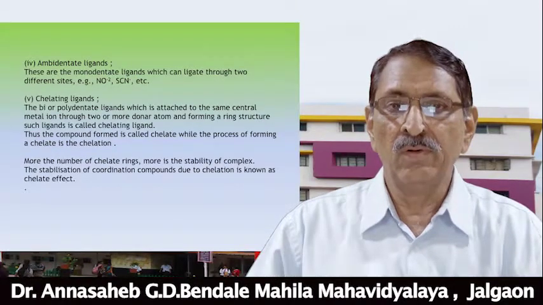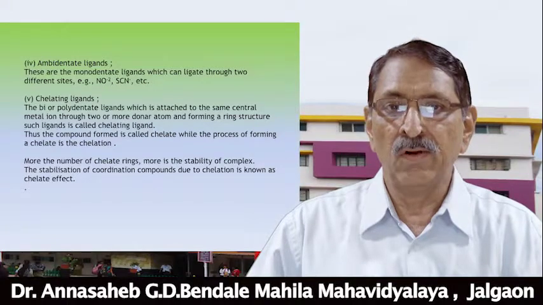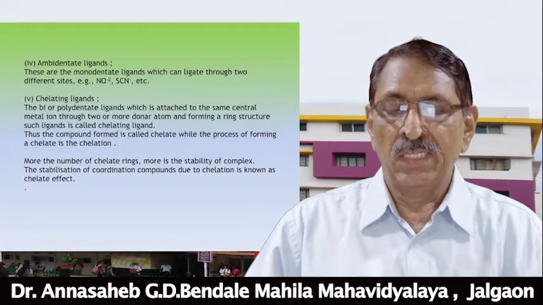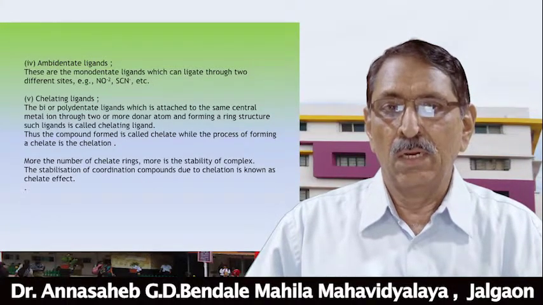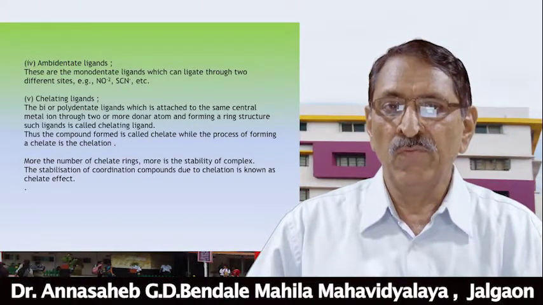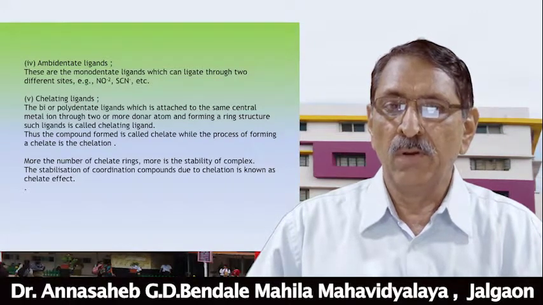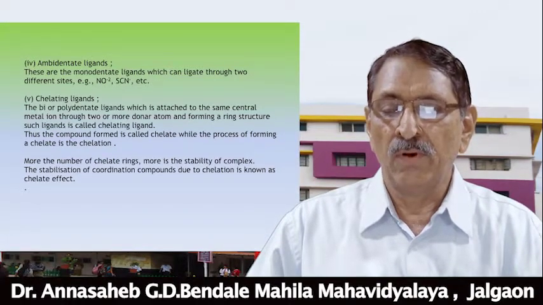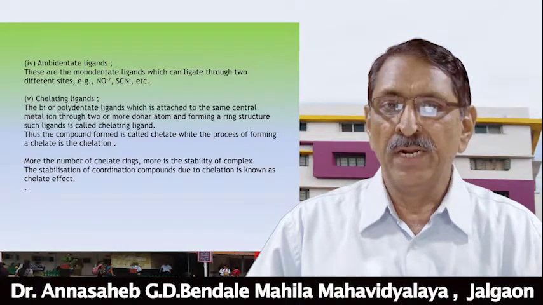Now, we are discussing the next type of ligand, that is called ambidentate ligands. These are also monodentate ligands, but the difference is that these ligands can ligate through two different sites. For example, consider the nitrite ion, ONO. It can be joined to the metal ion either from the left hand oxygen or from the right hand oxygen. Therefore, such ligands are called ambidentate ligands.